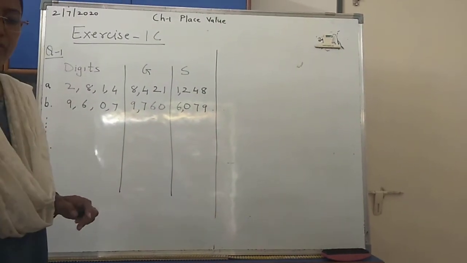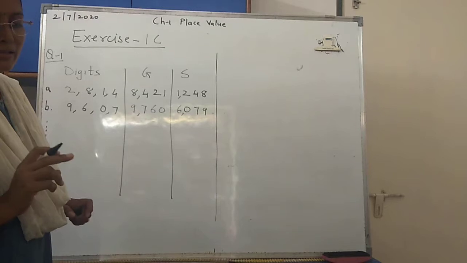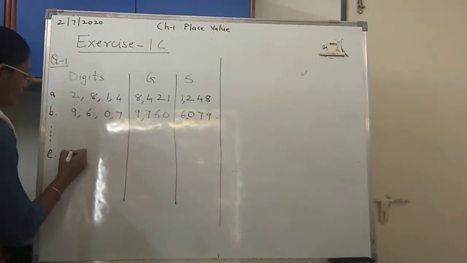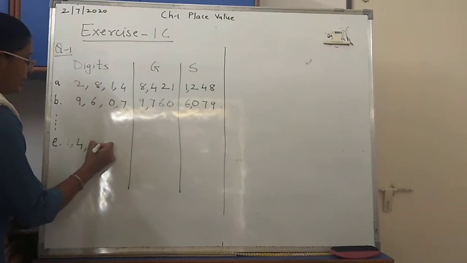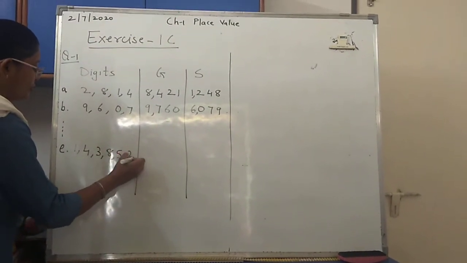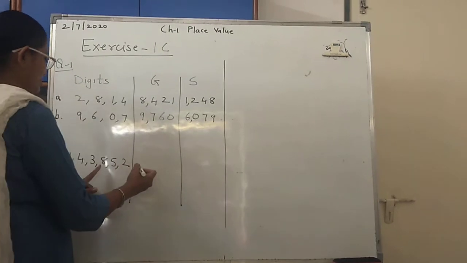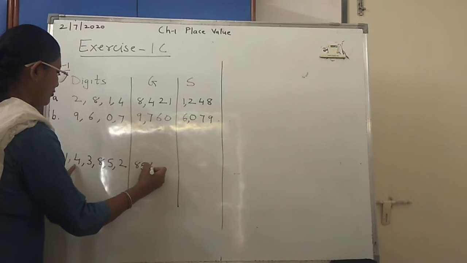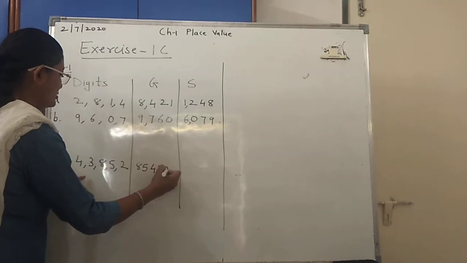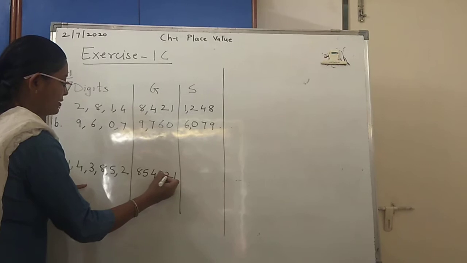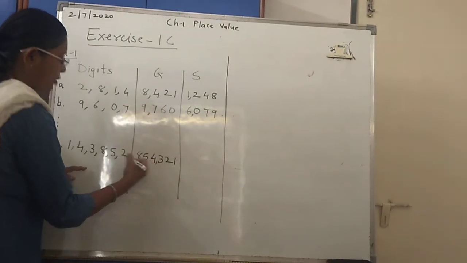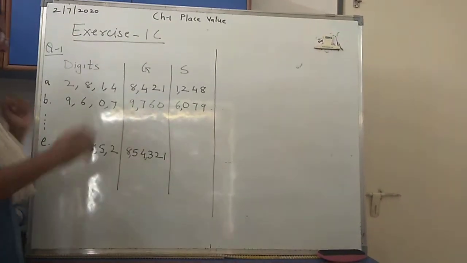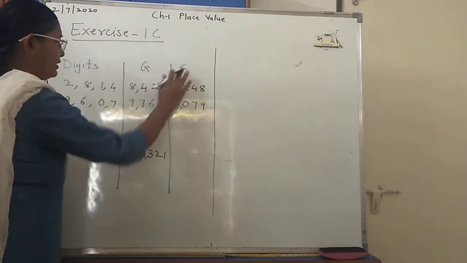This way you have to carry forward all the sums. One more, last one I will do for you, that is 143852. Here the greatest number is 8, then 5, then 4, 3, 2, 1. That is 8,54,321.